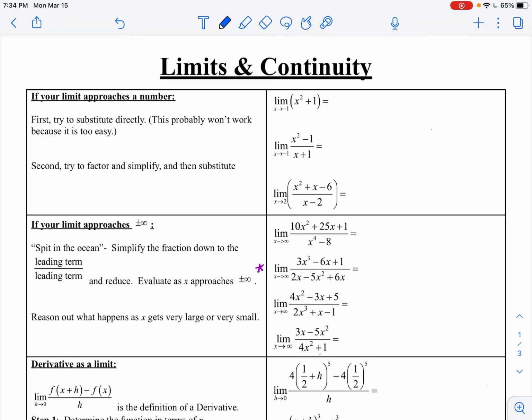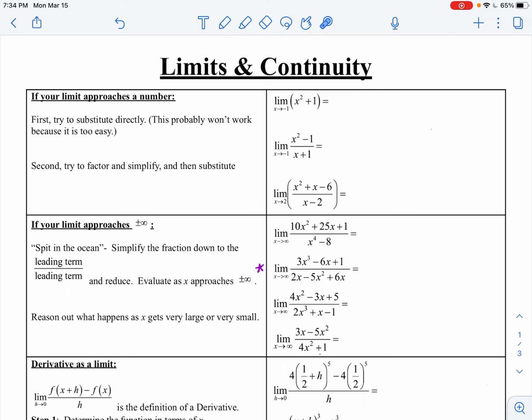In this video, let's review limits and continuity. If your limit approaches a number, first try to substitute directly. That usually won't work because it's just too easy. So your next step will be to factor and simplify and then substitute. So let's take a look at this first one.